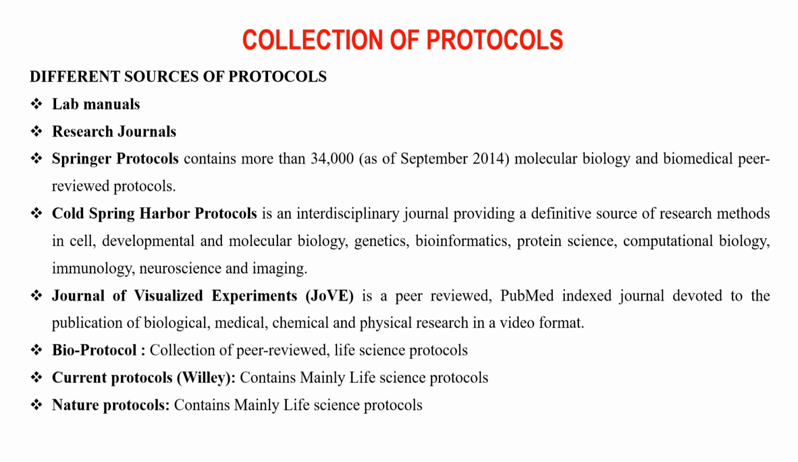Now let us see how we can get a protocol for doing research, that is, the sources of protocols. We can get protocols from different lab manuals and from different research journals. Online, research protocols are available in Springer Protocols, which contains more than 34,000 molecular biology and biomedical peer-reviewed protocols.